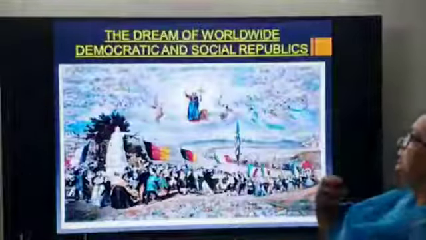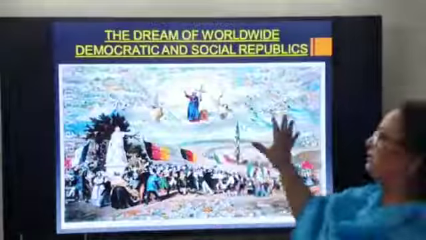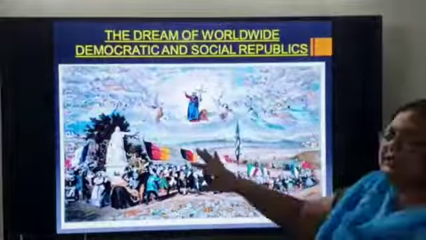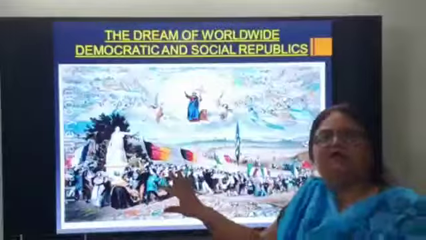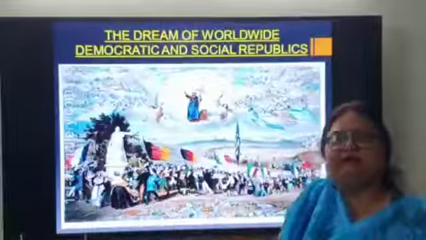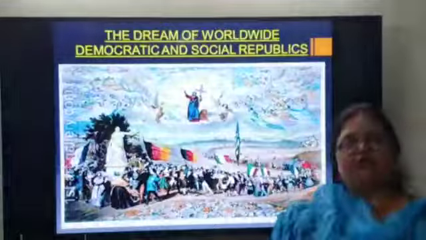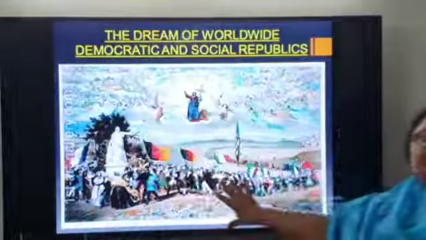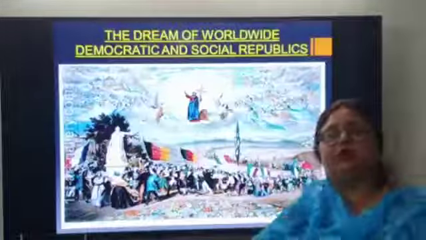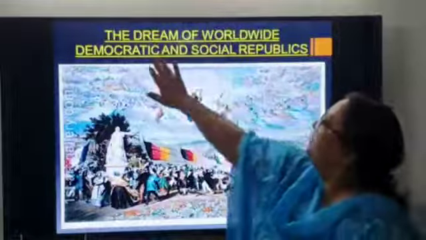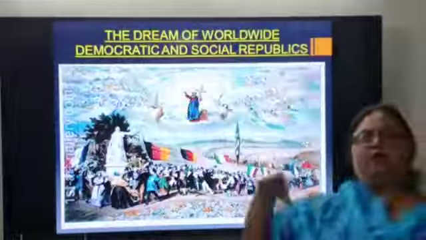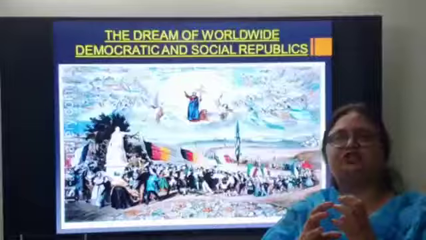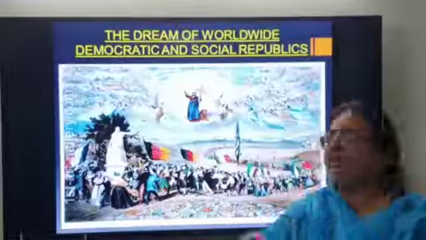Now, we'll start with first a painting which is given in your book. This painting, if you see, is the first painting among the four paintings that were drawn by Frederick Sorio in 1848. It basically talks about his utopian vision of a democratic and social republic. Now what do you mean by the word utopian? Utopian basically means something which is far to be true.